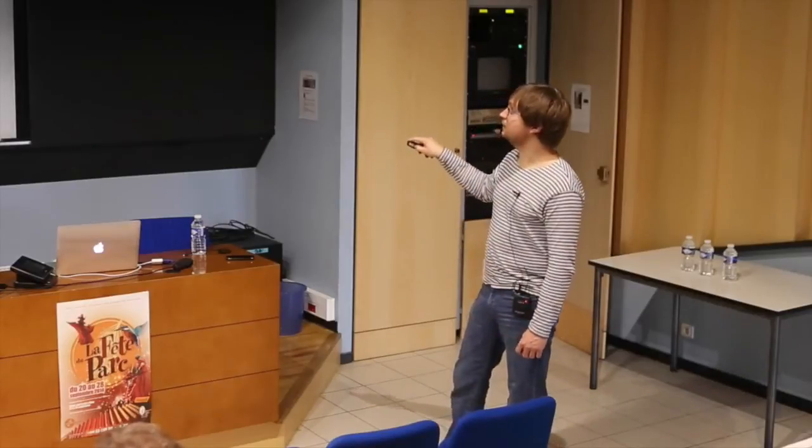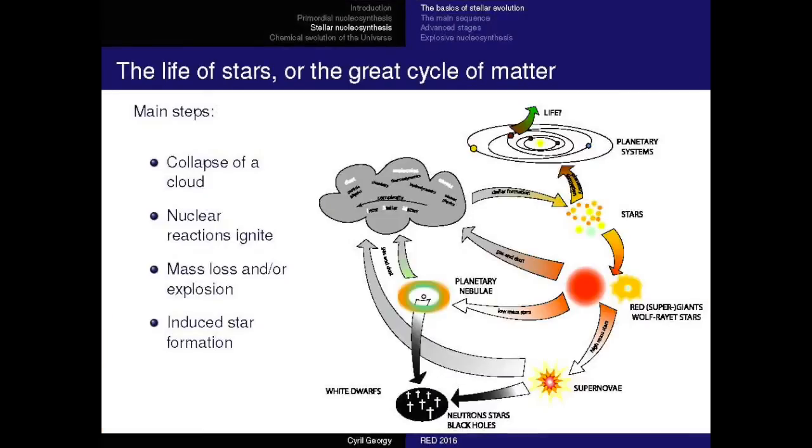Stars are not there forever. They are living for a while. It depends on their mass. We'll see that later on. But basically, stars evolve, and at the end, they can become different kinds of evolved stars that can be red giants, red supergiants, or Wolf-Rayet stars. And depending on their mass, their fate will be slightly different.